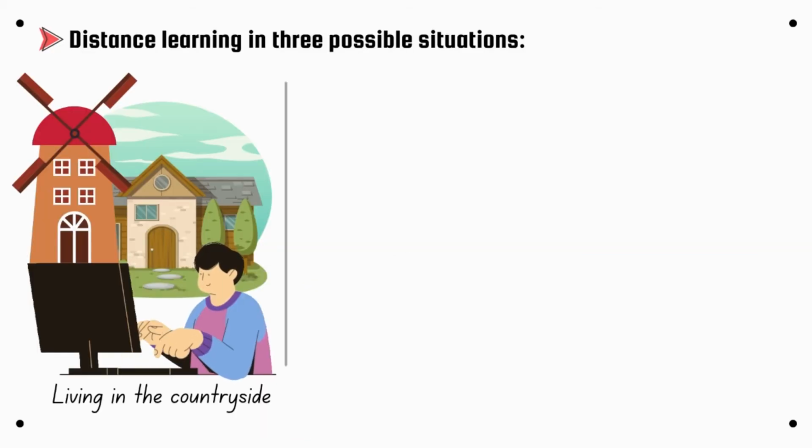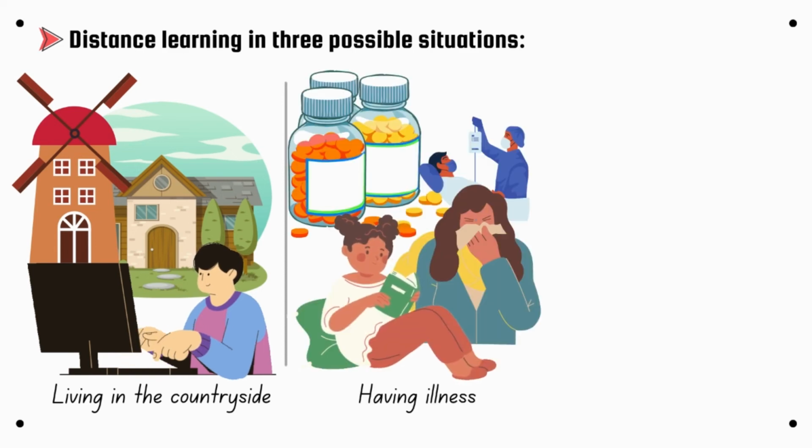Distance learning can be used in three possible situations. First, for those who live in the countryside who have difficulty in traveling due to the road or even the vehicle they will use to travel with. Second, for those who have illness yet still want to learn, or those who were having a hard time going to school because of maintenance and medicine, or they must be monitored 24/7.